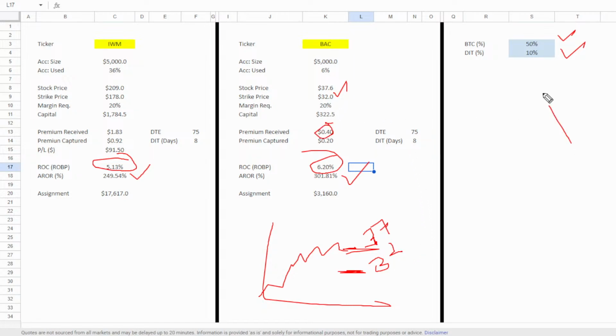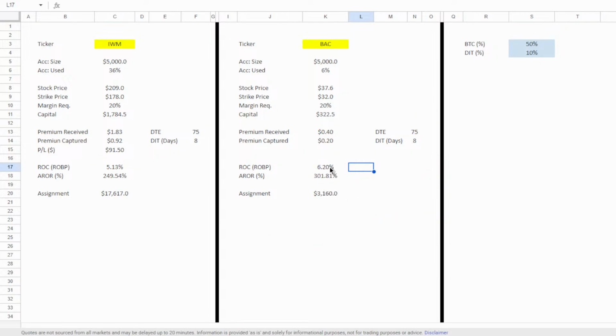And then after 10 days, actually 8 days here, which is 10% of the 75, BAC went to $40. This premium here has decayed a lot, at least 50+%. If it has decayed, let's say, 50%, and we are only 8 days in the trade, guess what, guys? We're going to get this thing annualized. And this is the magic of options sellers, when you know the math behind your trades.